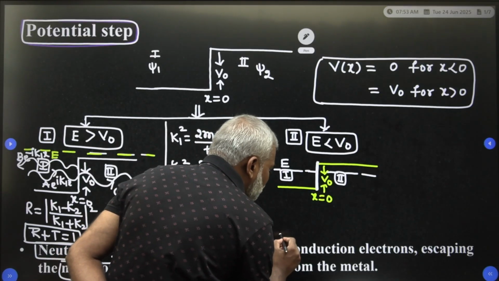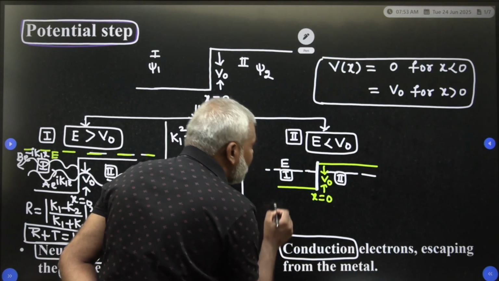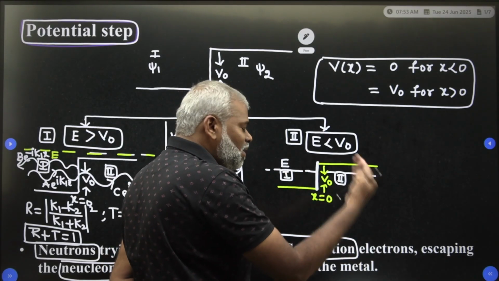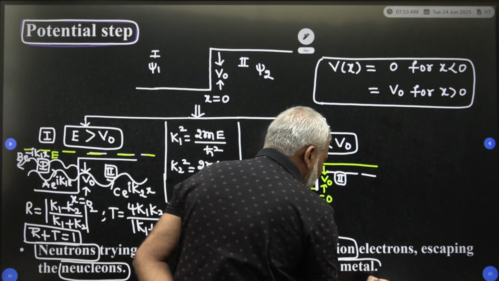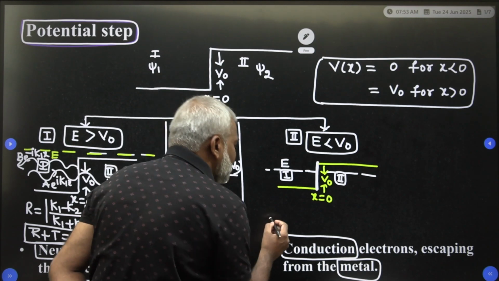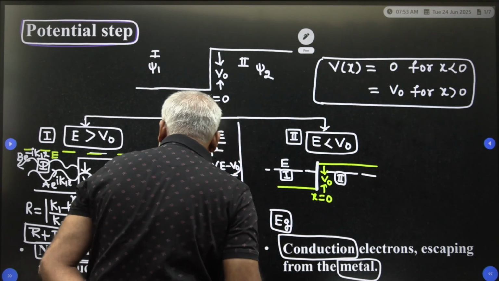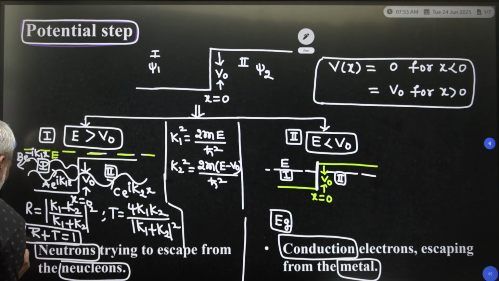What is the example of this E is less than V naught? Conduction electrons escaping from the metal surface. This is the example of this. You also have to take this as an example of this condition.